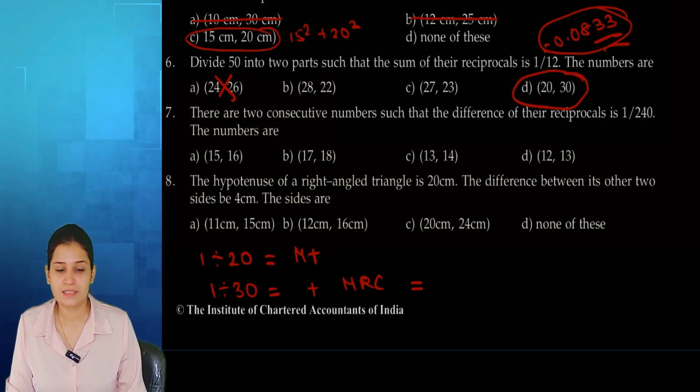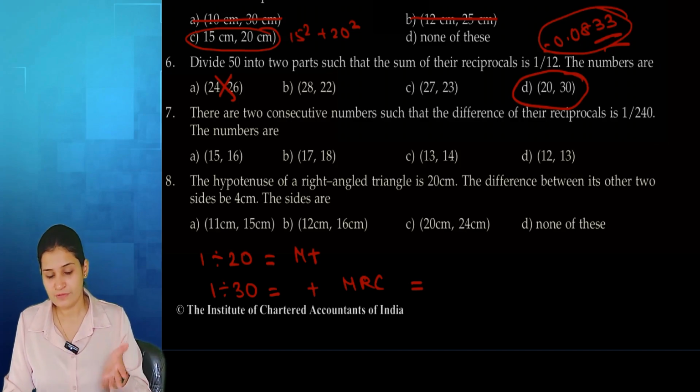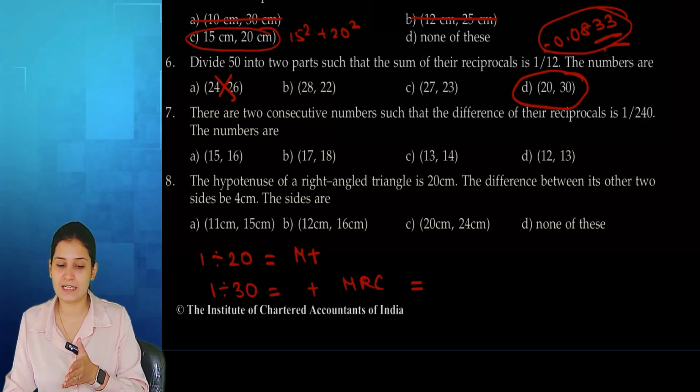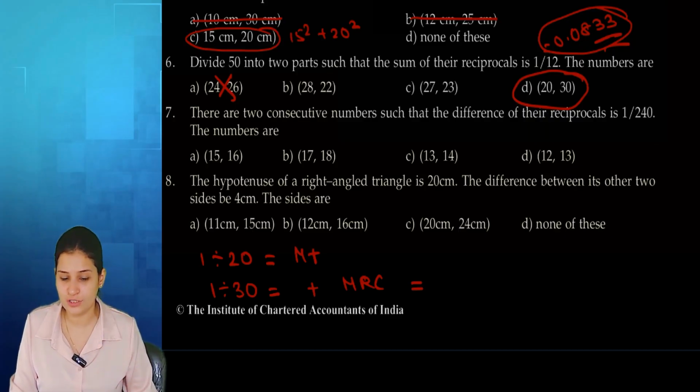Question number 7. There are two consecutive numbers. Consecutive means 12, 13, or 13, 14, or 15, 16, like our options. 15, 16 are consecutive, 17, 18 are consecutive, 13, 14 are consecutive. So the first criteria is satisfied by all the options. Yes?